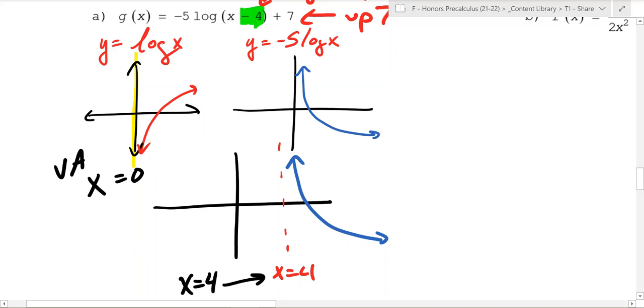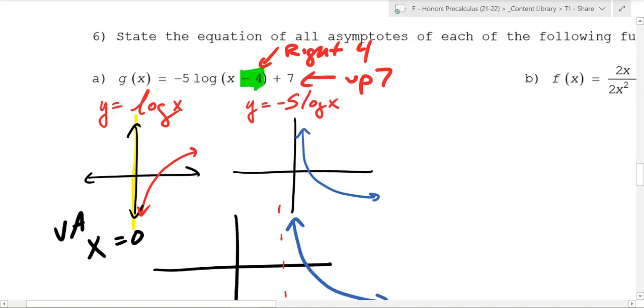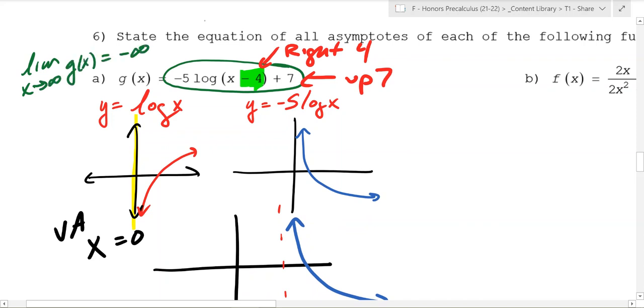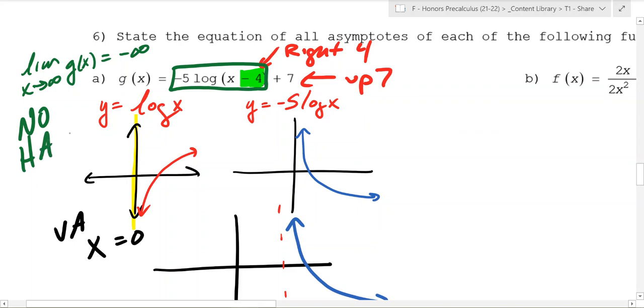Now what happens? Are there any horizontal asymptotes on this one? Well, what happens as x gets really, really, really big? What happens to the output? What's the limit as x goes to infinity of g of x? Well, it's just going to be negative infinity, because this first term, as you plug in larger and larger numbers, is just going to go really, really, really negative. So in this case, there are no horizontal asymptotes.